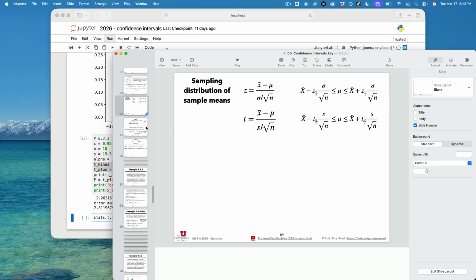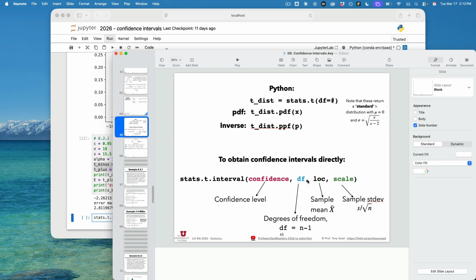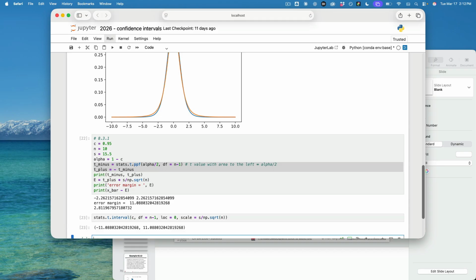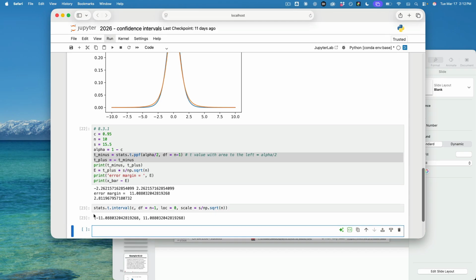In my slides, the way we use this is we give it confidence level, degrees of freedom, location, and scale. So here's what I'm going to do. I'm going to give it confidence C, and then df is equal to n minus 1. And then what was the other one? Location. I'm going to give loc equals 0. And then the scale is going to be S over np.sqrt(n), right? Okay? And then when I do this, look at that. It gives me minus 11.08 and 11.08, which is my error margin, right?